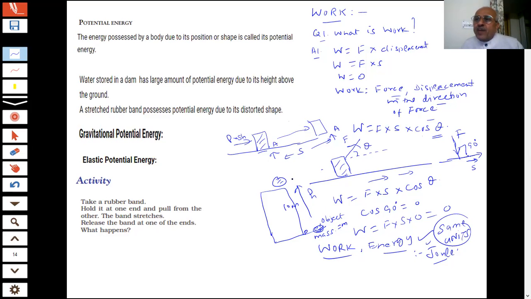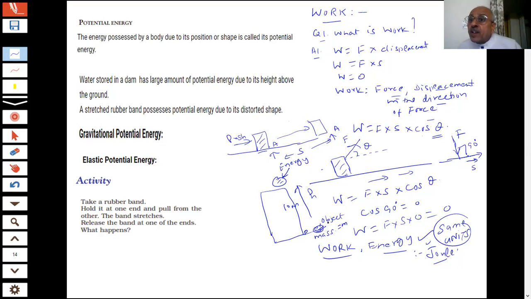Now that work which has been done becomes stored in it in the form of energy. Now this ball has got energy, students. Tell me, this ball has got energy? Yes or no? Where did the energy come from? From the work which was done in moving the ball from zero level to height H.